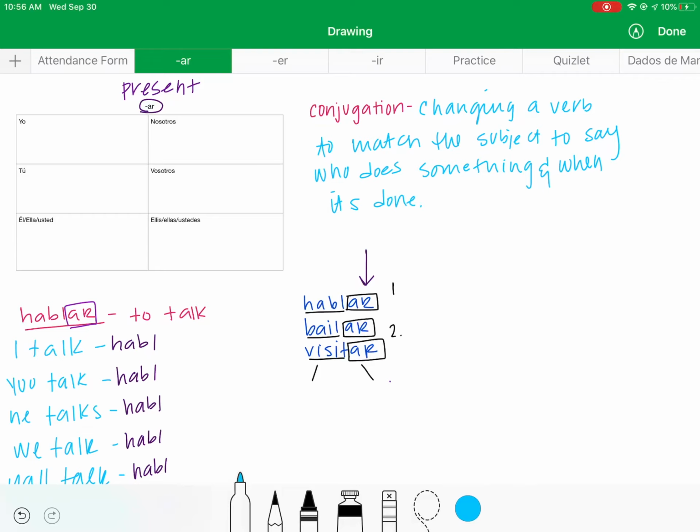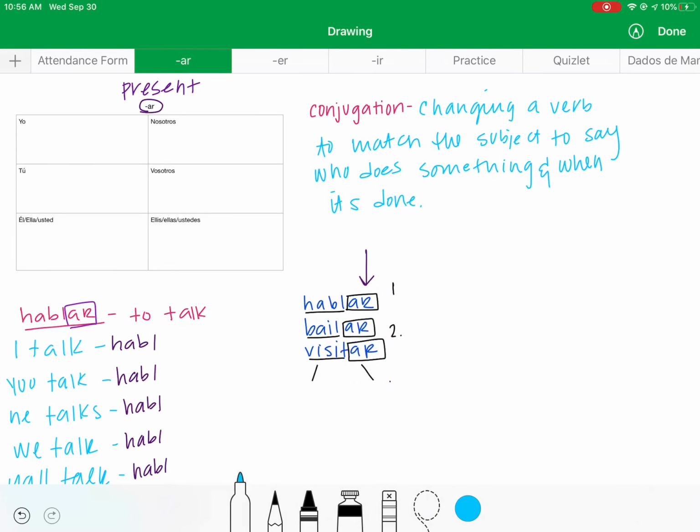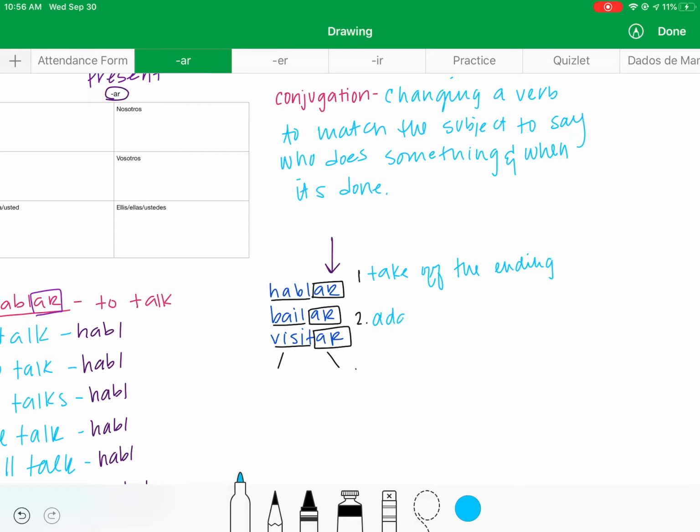Okay, if I go too fast, just pause the video as we go. So changing a verb to match the subject to say who does something and when it's done. So that's what conjugation is, but how do we conjugate it? The first step is take off the ending. And then the second step is add the correct ending.